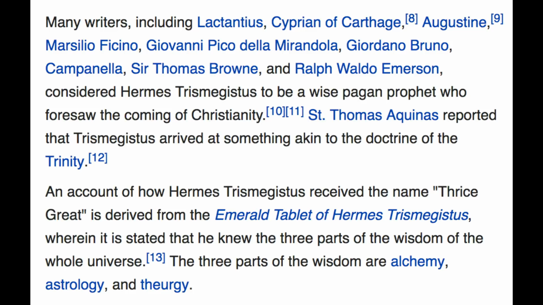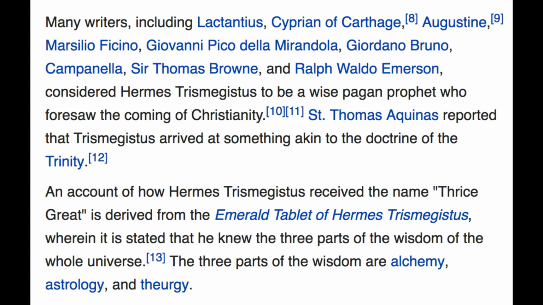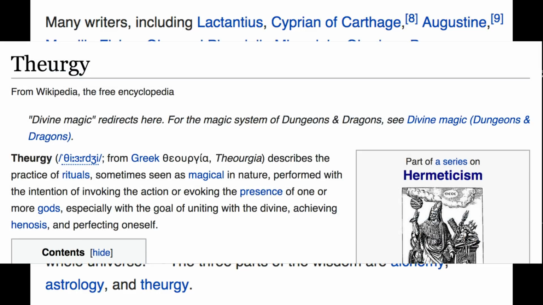Alright, and let's not forget where Hermes Trismegistus gets his name. It says here, continuing, an account of how Hermes Trismegistus received the name thrice great is derived from the emerald tablet of Hermes Trismegistus. Now we know from the first video who also has a famous emerald tablet, right? It's Thoth, a blue jade type of indestructible rock. If you Google it, you'll see. It states that he knew the 3 parts of the wisdom of the whole universe. The 3 parts of the wisdom are alchemy, astrology, and theurgy. If you look at those 3 individually, research what they mean, you'll see what was influencing the early mystery schools and the religions we see today.